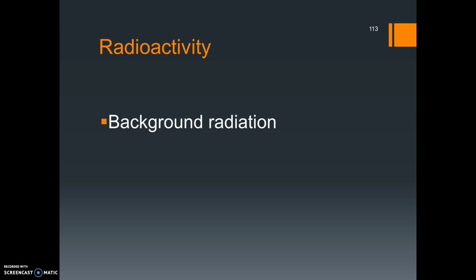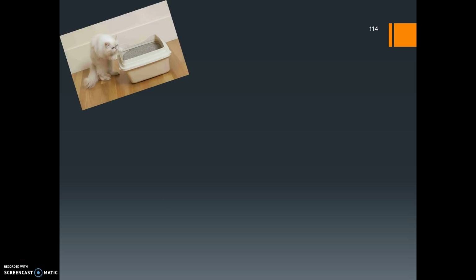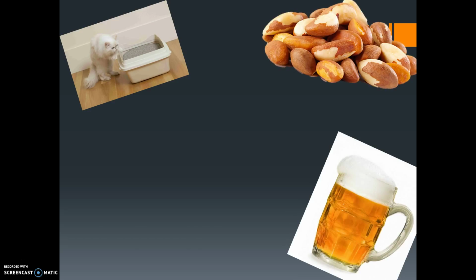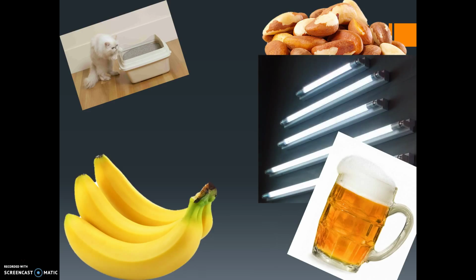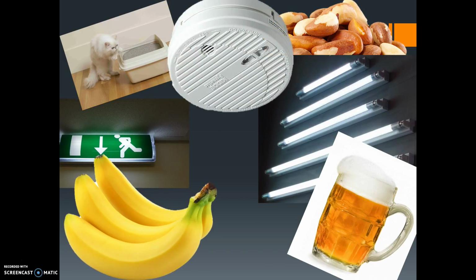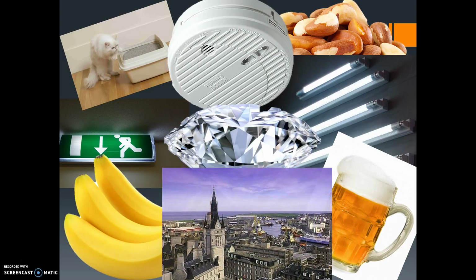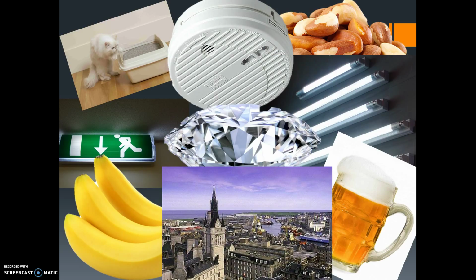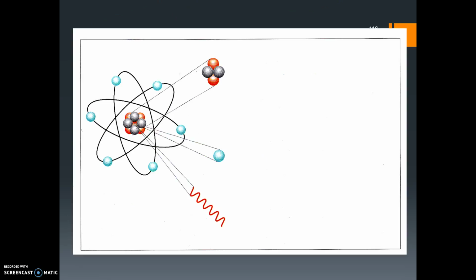Now, you may think just things in labs are radioactive, but actually radioactivity is all around us in the form of background radiation. Here's a slide of a few things that are radioactive that you might not realise. Cat litter is mildly radioactive. Brazil nuts are mildly radioactive. Beer, bananas, strip lights, smoke alarms, diamonds are radioactive. And this is the city of Aberdeen in Scotland, which is radioactive due to the rocks that it sits on. All of these things are constantly in the background and are actually creating a relatively high level of radioactivity all the time.